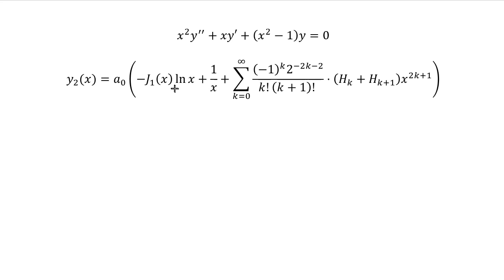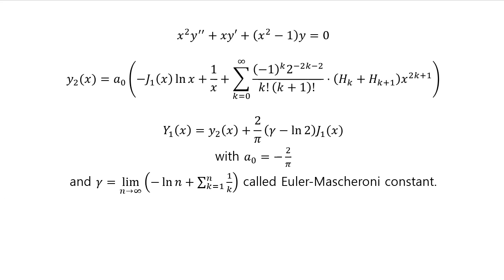As you can see, we do find a solution with the logarithmic singularity. And if you want to ask what's the relationship between this solution and the traditional Bessel function of the second kind, you can rewrite this with a0 being negative 2 over pi, and then you add this much times j1. That creates the Bessel function of the second kind. And here this gamma, this mysterious number, lowercase gamma, is what's called the Euler-Mascheroni constant, and its definition is this limit. And that's it. Oh, this was such a challenge.